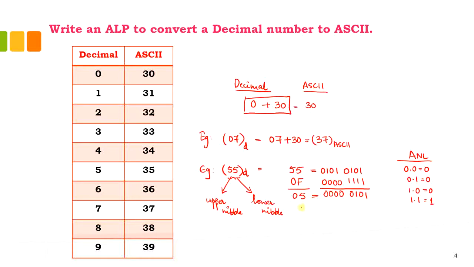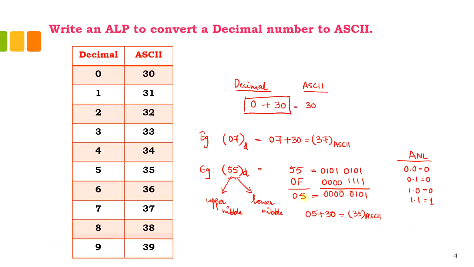Once you obtain only the lower nibble, all you need to do is add 30 to this, and the equivalent of this will be 35H in ASCII. So you should remember that even if you consider an 8-bit number other than the notation 0 to 9, your upper nibble has to be masked so that you get the decimal number between 0 to 9.